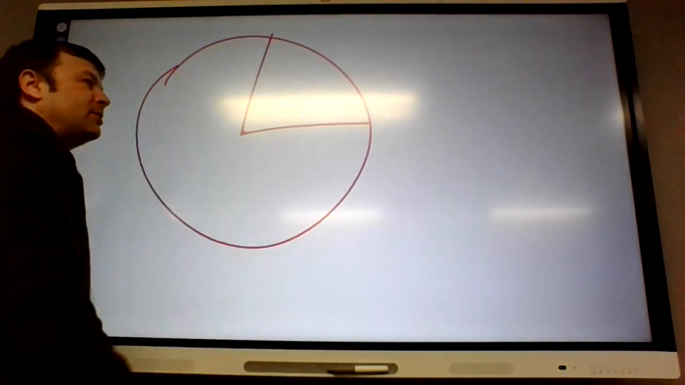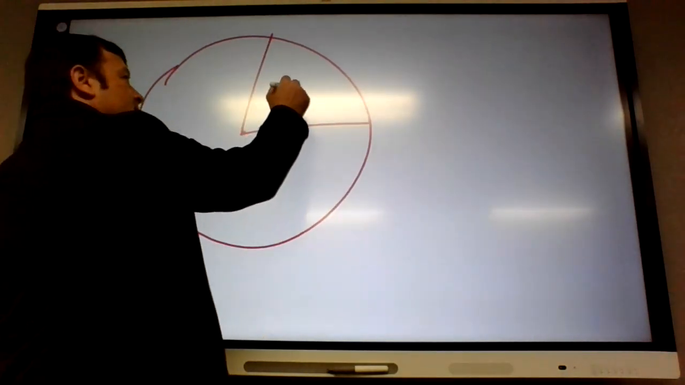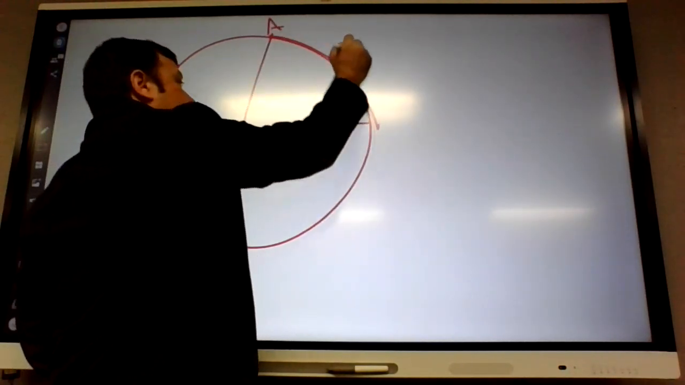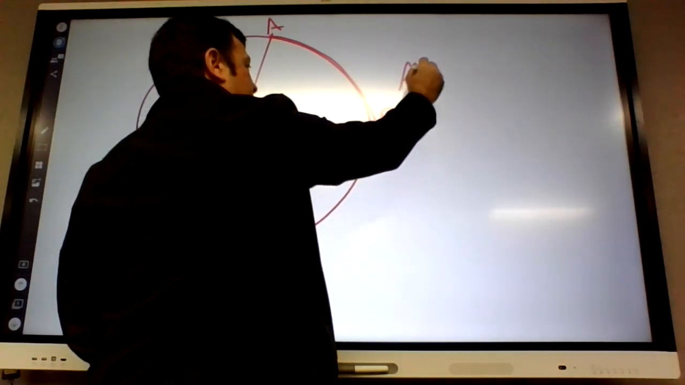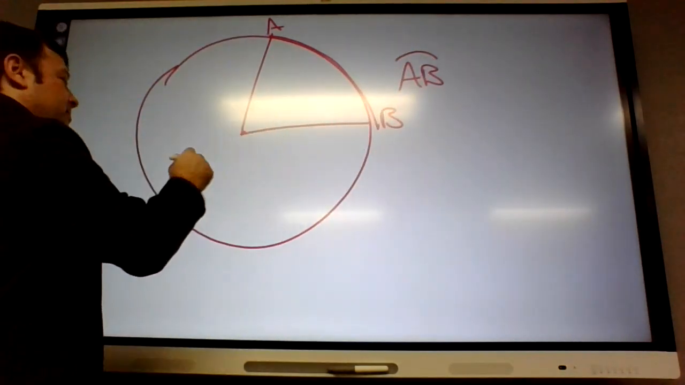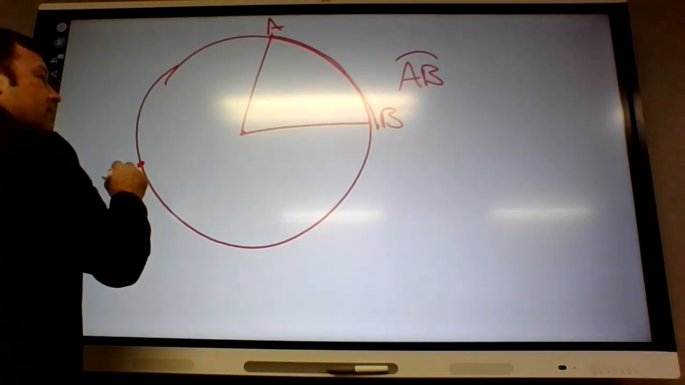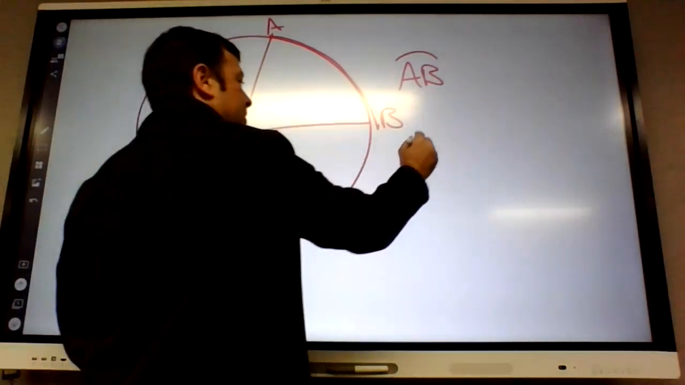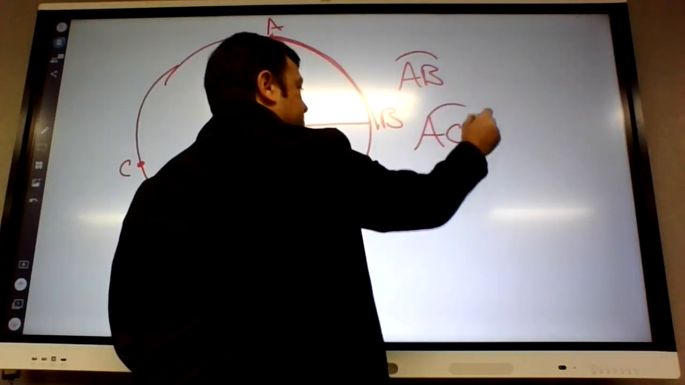What is this piece of pie called? Sector. What's this thing called? Arc. Arc AB, and you put the arc symbol. And it's what kind of arc? That's a minor arc. And if you go a long way around, arc ACB is a major arc.